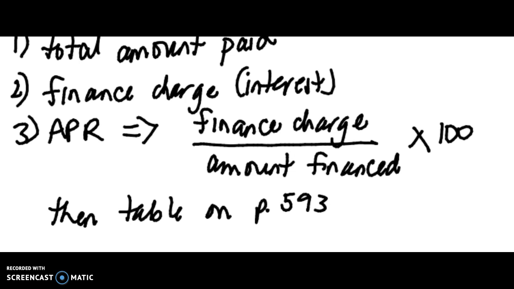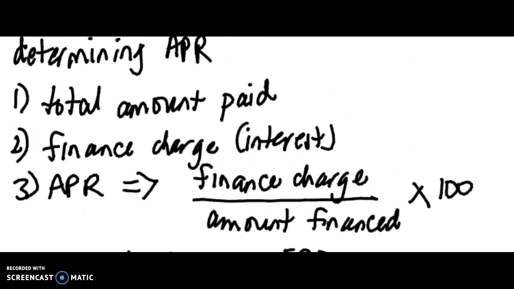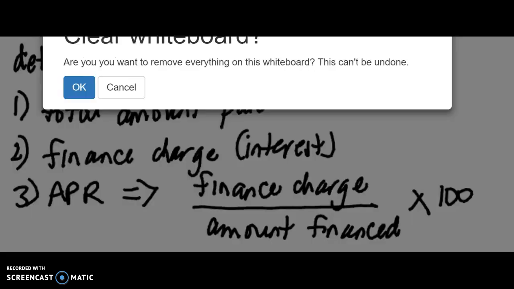And in the table, you would look for the number of payments and find the closest percentage to the percent that you calculated when you multiply the ratio of the finance charge and the amount financed by 100. So let's look at an example of this, and then we'll talk about it in more detail when we see each other in class on Monday. This example is coming from your textbook on page 602. We'll look at number 14.